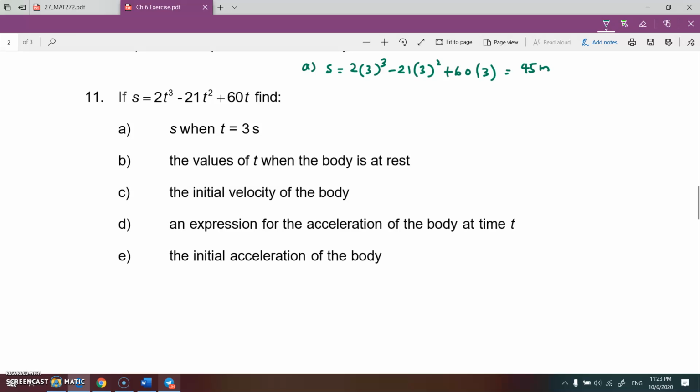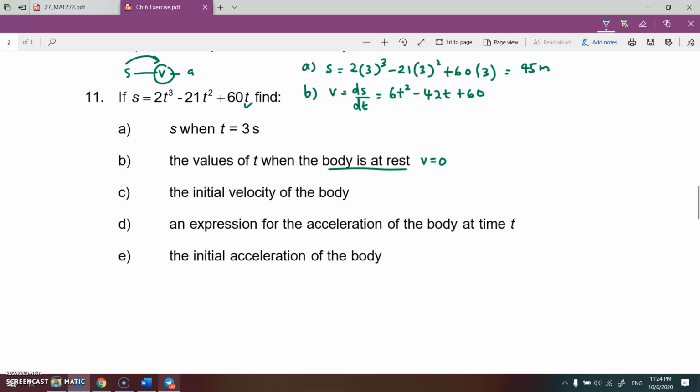45 meters. Find the value of t when the body is at rest. You know that when the body is at rest, it means V is equal to 0. But the question gives you S. So how do you find V? To find V, you need to differentiate S with respect to t. So you just differentiate, and get 6t squared minus 42t plus 60.